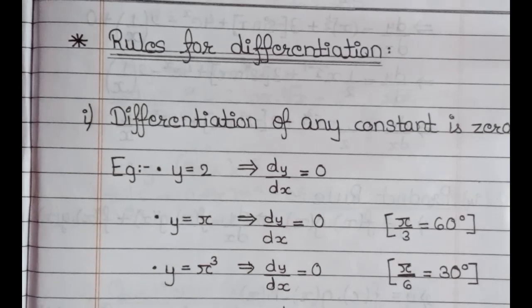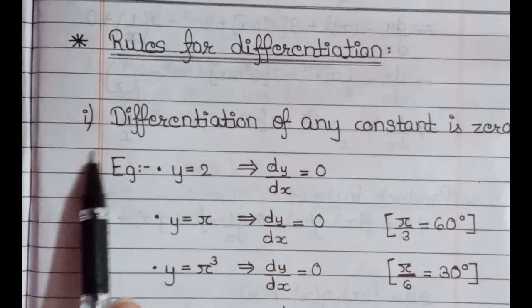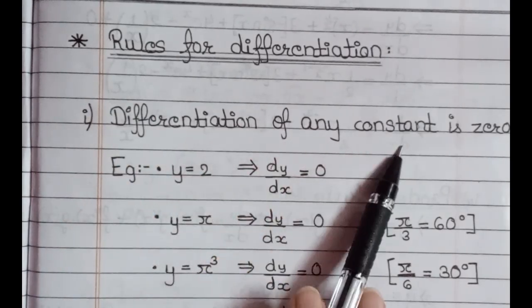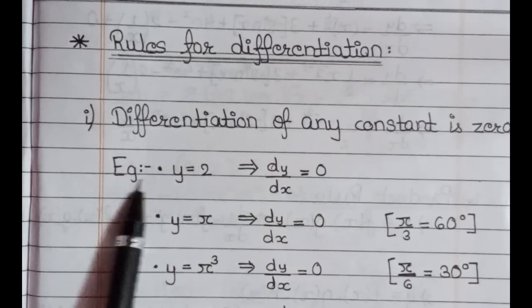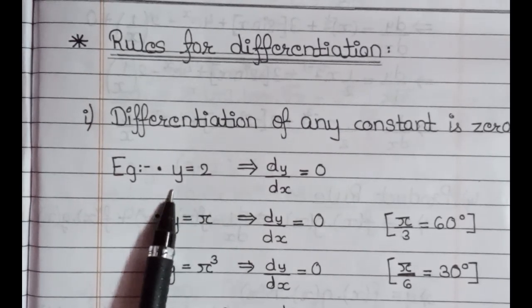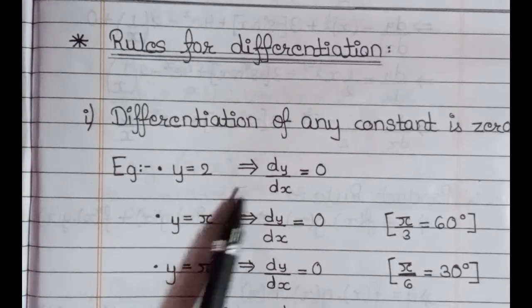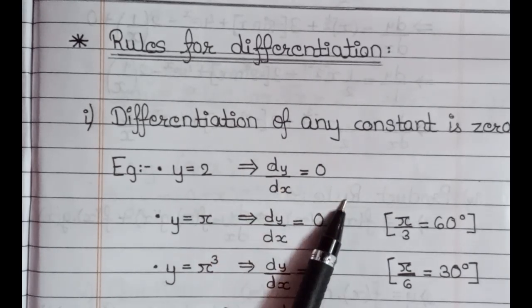In today's session, we shall learn about the rules for differentiation in calculus. The first rule is differentiation of any constant is 0. We shall take an example. Suppose y is equal to 2. dy by dx will be 0.